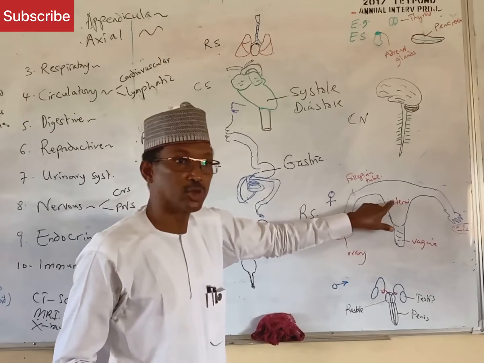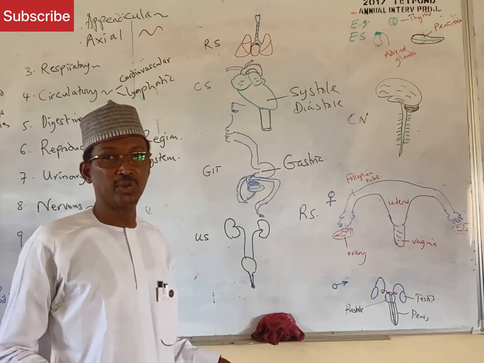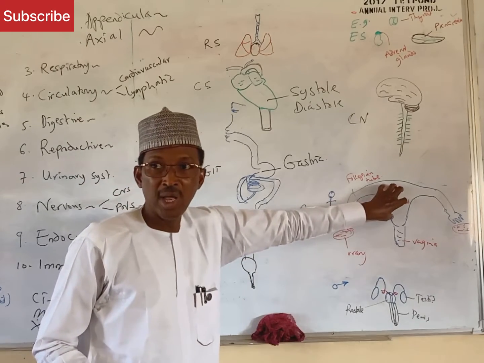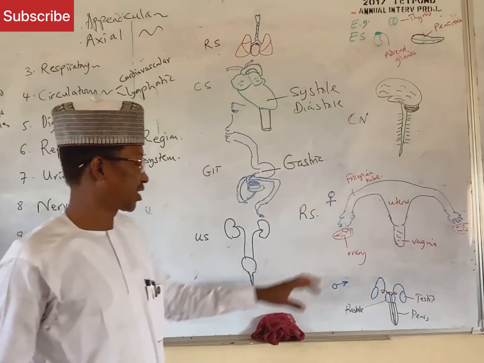Then the fertilized ovum gets into the uterus, and the pregnancy will continue, and the baby will grow, and the baby is going to be born after 9 months. So that is the reproductive system.